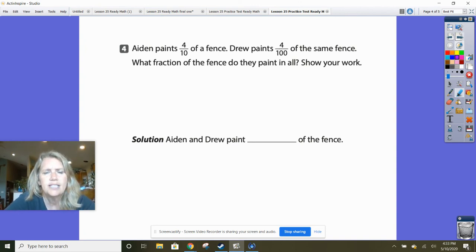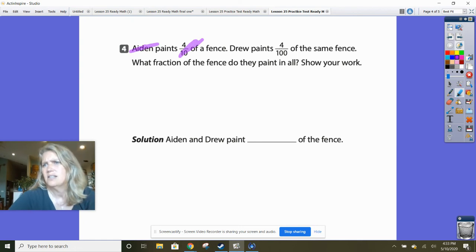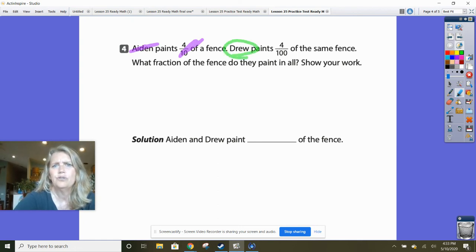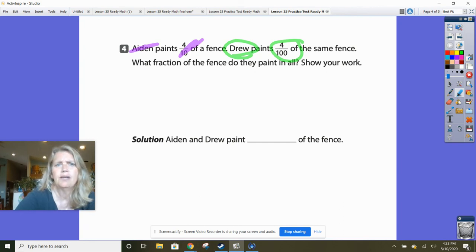Aiden paints 4/10 of a fence. Drew paints 4/100ths of the same fence. What fraction of the fence do they paint in all? Show your work. Aiden and Drew paint blank of the fence. So how much of the fence? Aiden does 4/10. That's an important number there. And then Drew is 4/100ths, which is not very much. What's up with Drew?